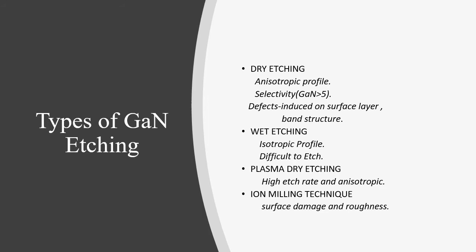Whereas wet chemical etching is even more difficult because we're immersing the samples in either acid or base and modifying that material. So it results in isotropy and non-uniformity. Ion milling technique, usually for hard materials like gallium nitride, could crack easily, and the surface is damaged by the mechanical polishing method.